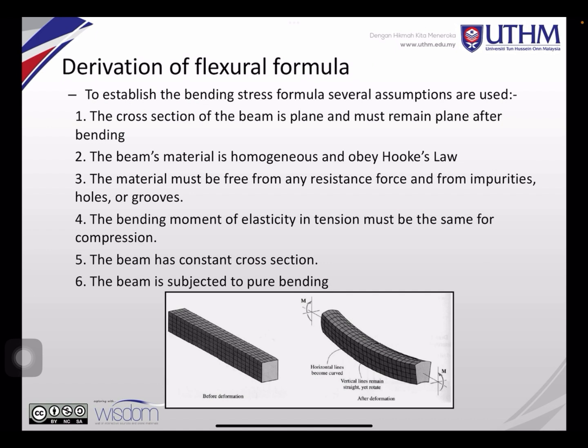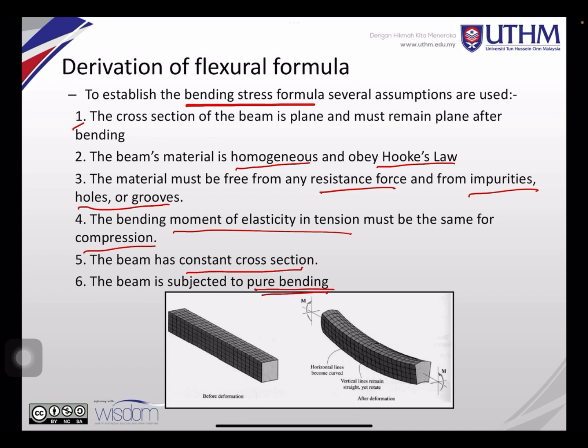Derivation of the formula. To establish the bending stress formula, several assumptions are made. These are the 6 assumptions you can see. Number 1, cross sections of the beam are plane and must remain plane after bending, and the beam material is homogeneous, a single material, and obeys Hooke's law. The material must be free from any residual force and from impurities, holes or gaps. The modulus of elasticity in tension must be the same as in compression. And the beam has a constant cross section. The cross section won't change, and it is subjected to pure bending.